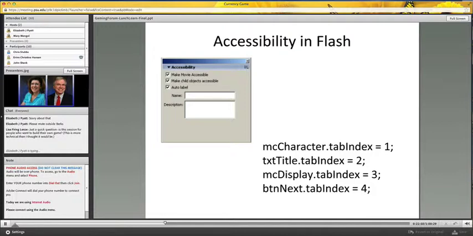All of these settings and several others were defined in the ActionScript coding, and that's a small example of that. What you see in the lower right is an example of the tab index order and setting that for each element that was on the screen. So a screen reader can read all of the elements of this game to a student.